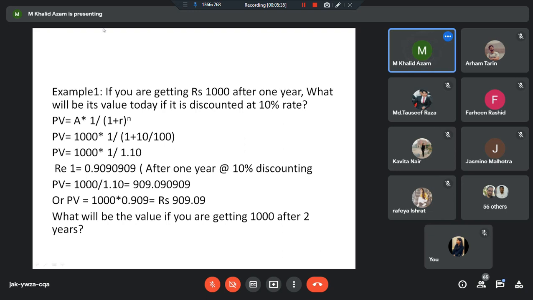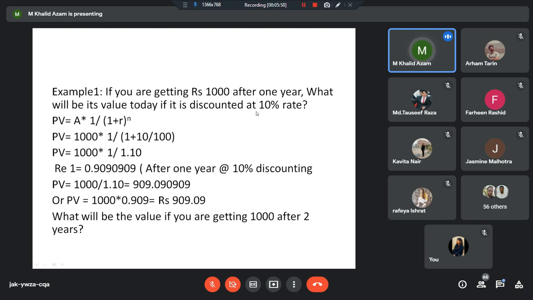Now, see, you are getting 1000 rupees after 1 year, and you are interested in calculating its present value. When are you getting it? You are getting it after 1 year. The discount rate you have considered is 10%. Generally, we take 10% for the purpose of simplicity, and the factor is also known by practice.